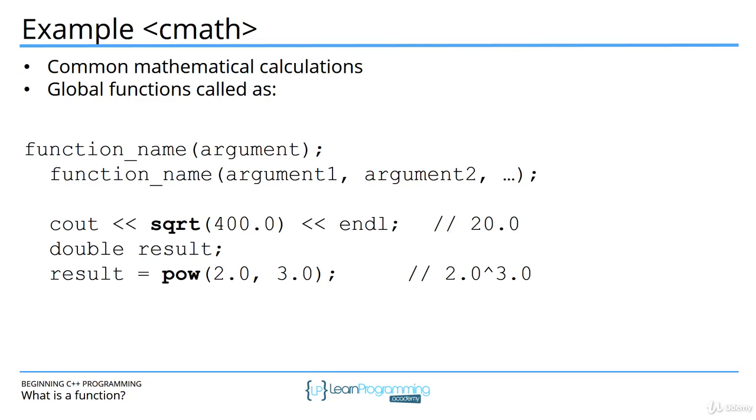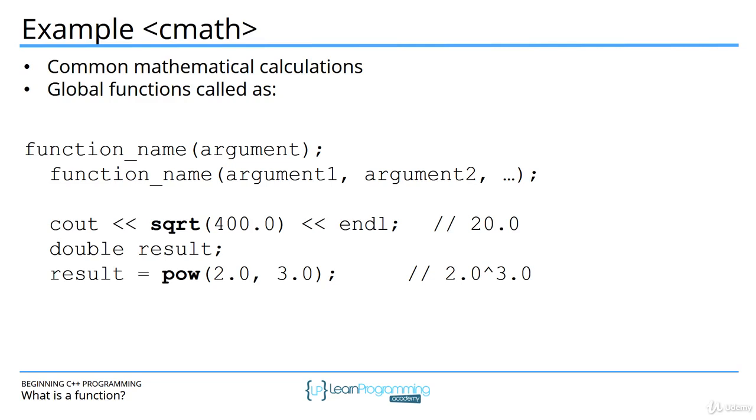In the output statement on this slide, we're calling square root and we're passing in 400.0 to it. The square root function will calculate the square root of 400 and return the result, which is printed. In the last example, we're calling the power function, which expects two arguments. In this case, we're calculating 2.0 raised to the 3.0 power.